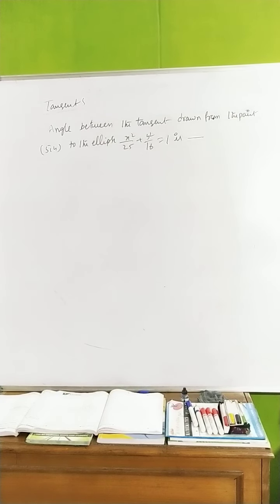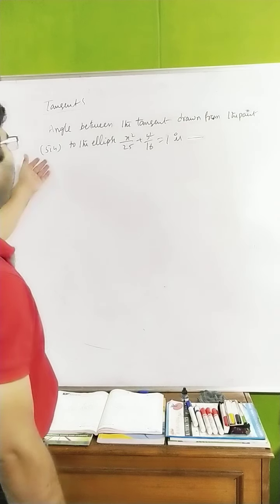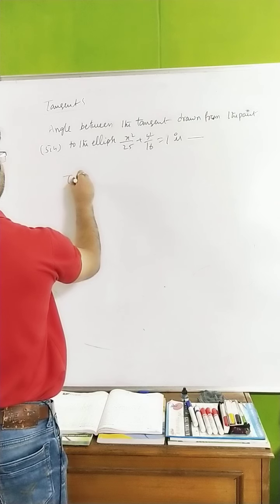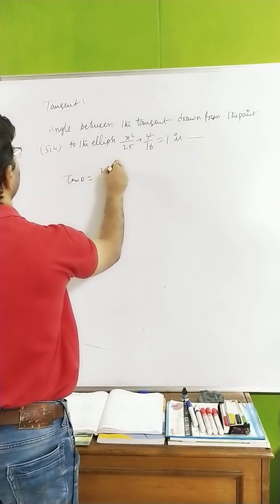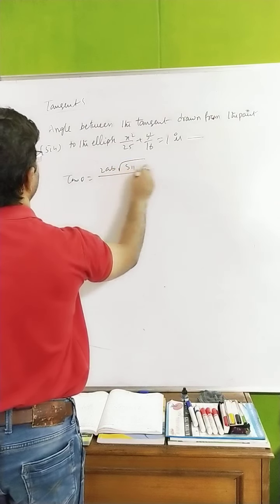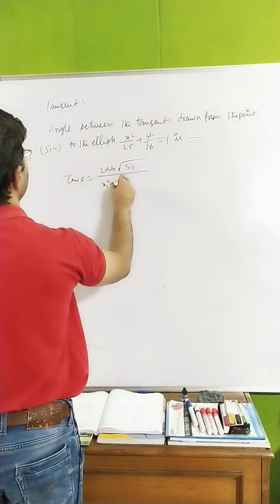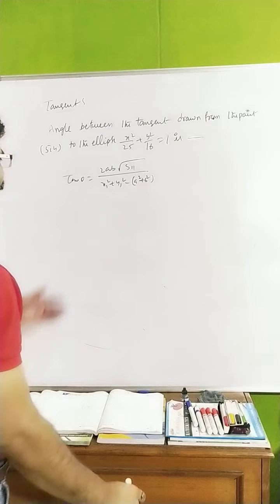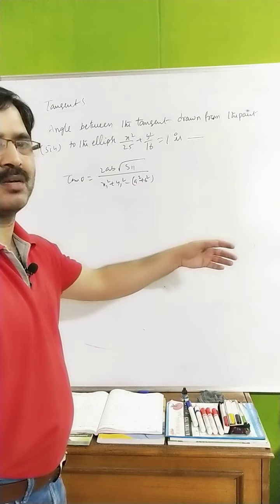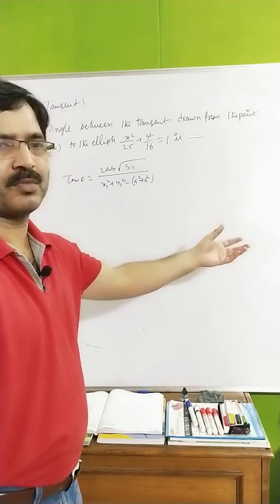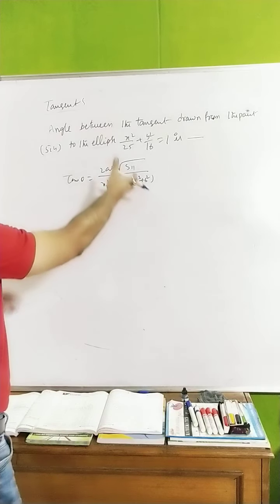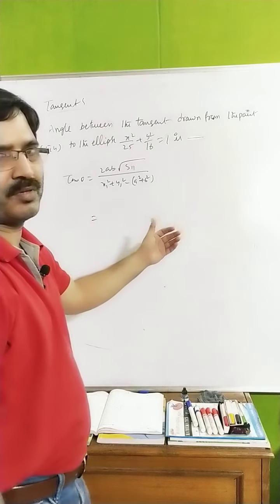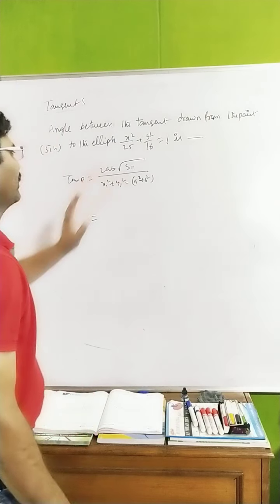You see here, the angle between the tangents drawn from the point (5, 4) to the ellipse is asked. Here we have the formula, directly you can apply this: tan theta is equal to 2ab under root of S11 divided by x1 square plus y1 square minus a square plus b square. How did we get it? Already we proved it using m1, m2, m1 plus m2 etc. Tan theta is equal to (m1 minus m2) divided by (1 plus m1 m2). If you simplify, you will get this one.